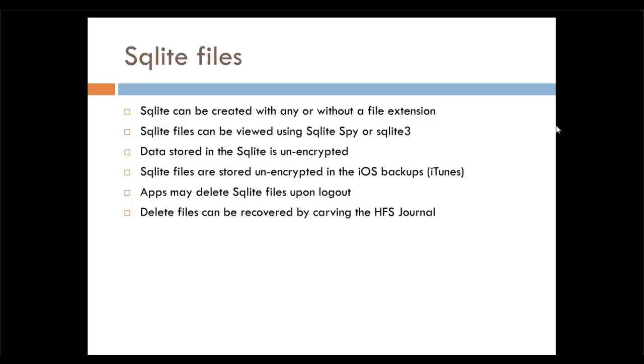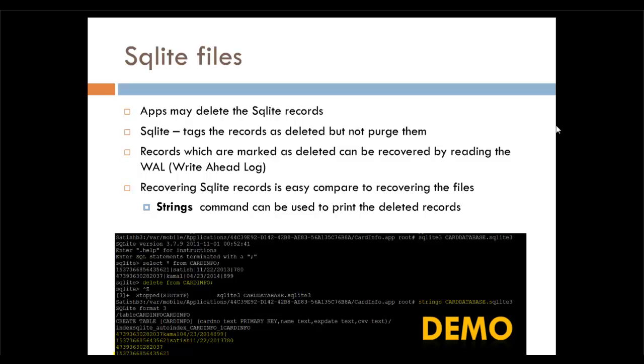So again, the data stored in the SQLite is unencrypted, and it is again copied to the iTunes backup in an unencrypted fashion. Apps may delete the SQLite files, which we can grab by carving the HFS journal. There are apps which basically delete the SQLite records. Let's take an example, we'll take a demo.